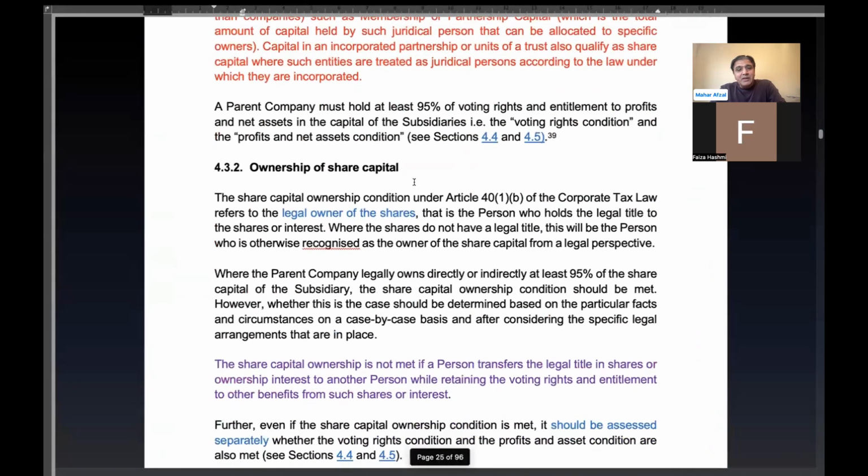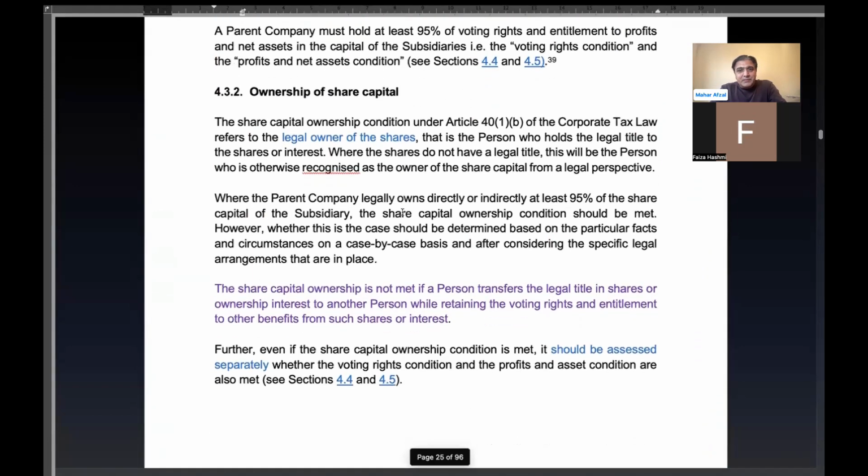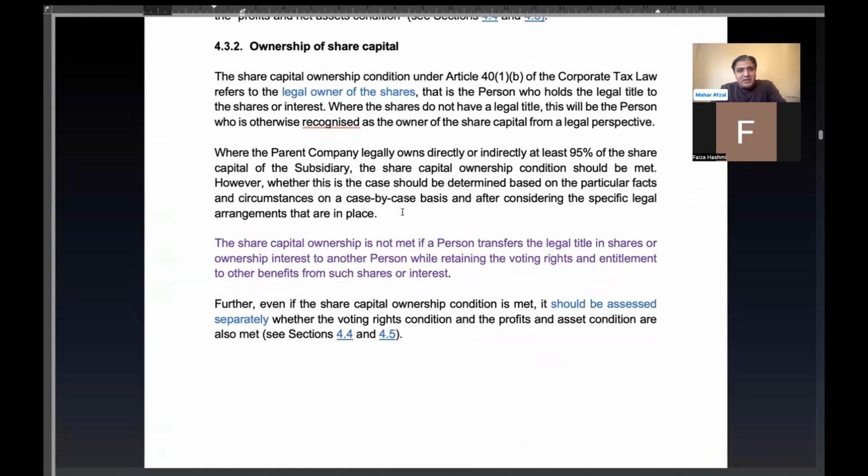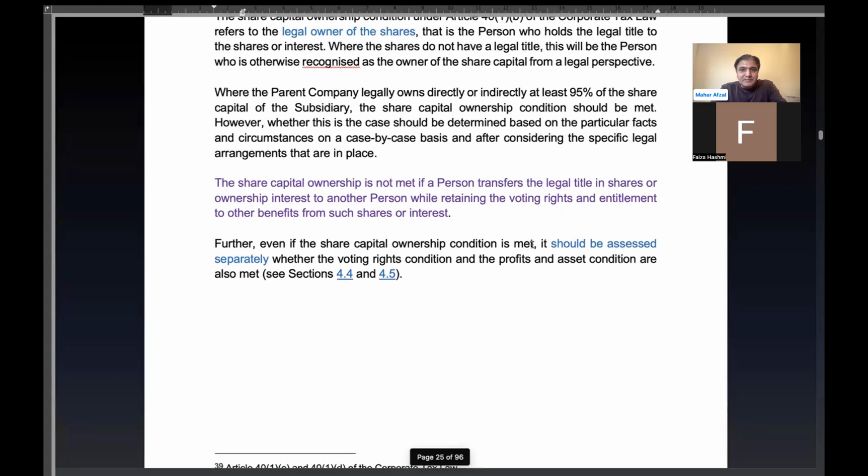Ownership of the share capital: you must be the legal owner of the share capital. If you are not the legal owner, then it will not be considered that you are holding share capital. If you are the beneficiary, it will not be assumed that you are the owner of the share capital. The share capital ownership condition is not met if a person is only the beneficiary, as mentioned.